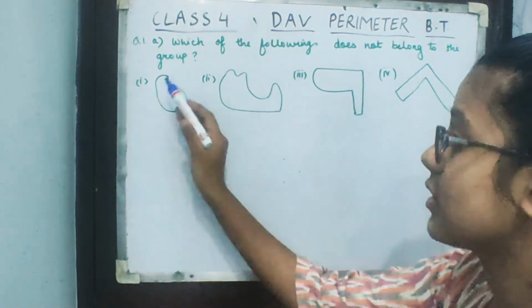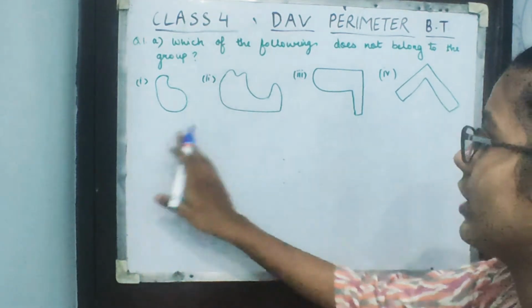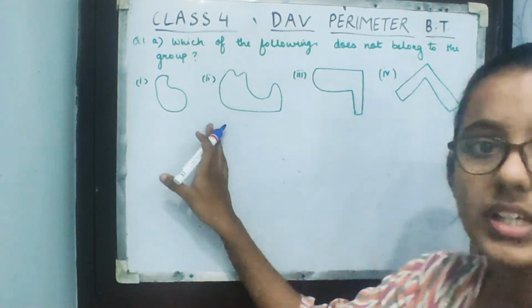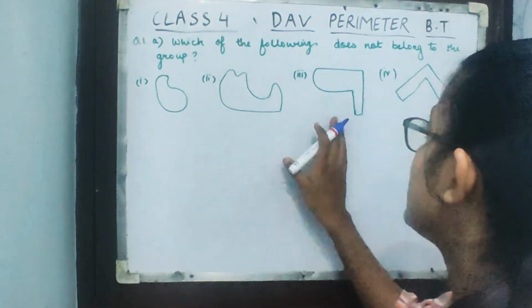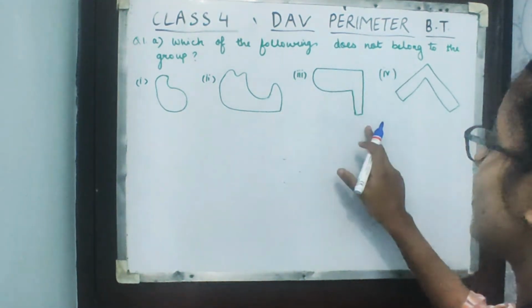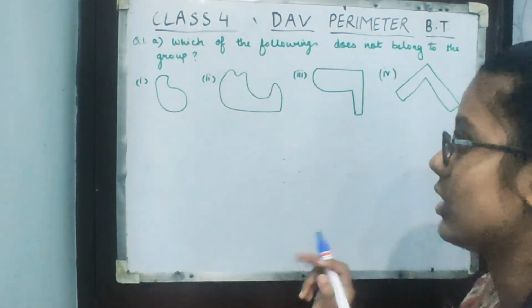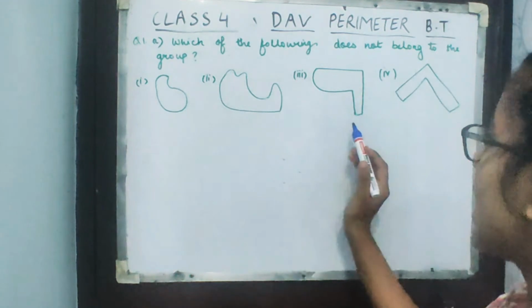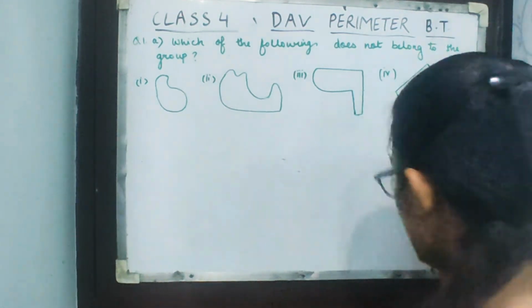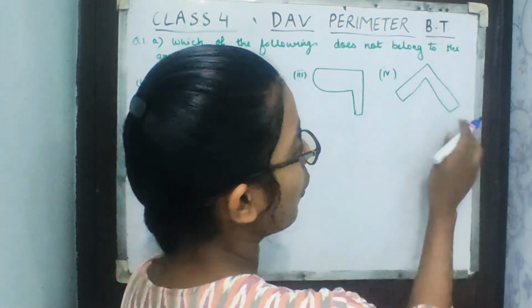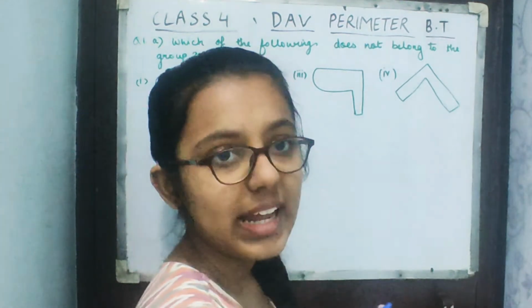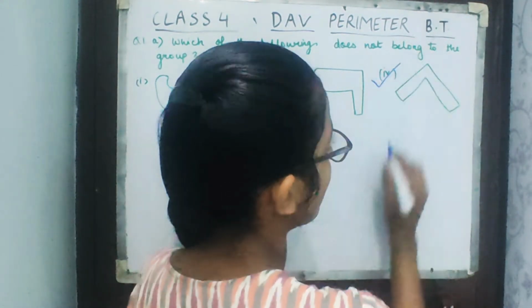So first one is a curve one. Second is also curve, line segment both, so it also comes under the category of curve one only. Third one is a curve one, line segment is also there but curve is also there, so this will also come in the curve category. These three are curve figures, but the fourth one is made of only line segments. So this one is out of the group.